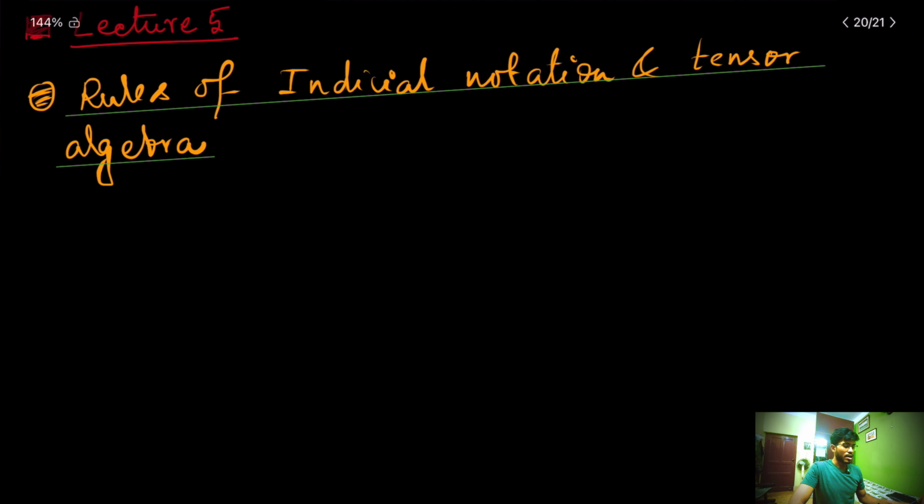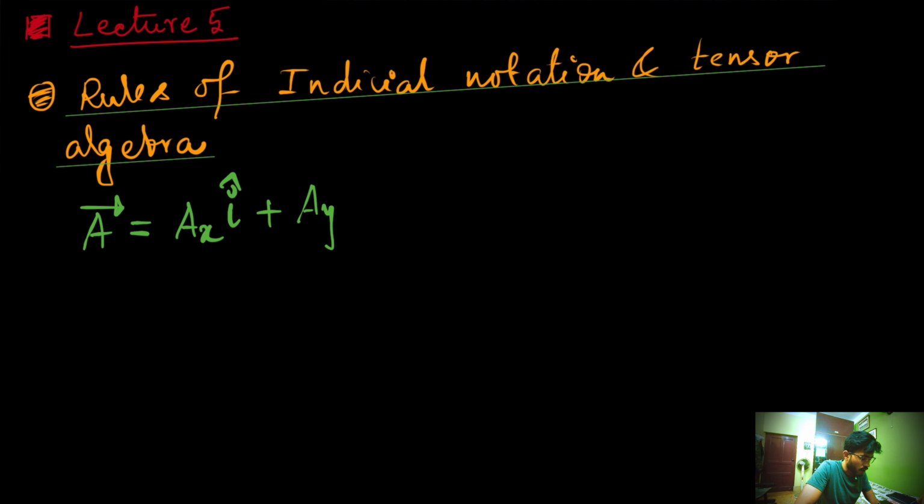So this was the prelude. Now see any vector A. If A is a vector, then I can write this A as Ax i cap plus Ay j cap plus Az k cap, right?